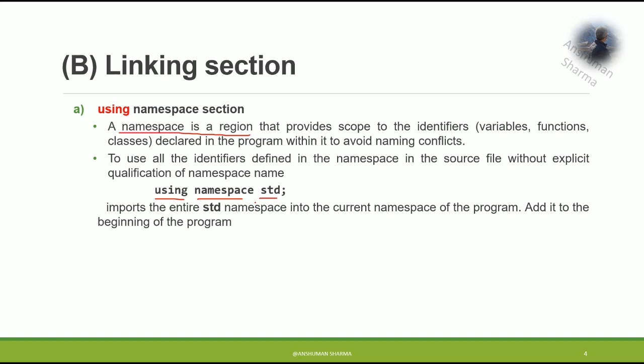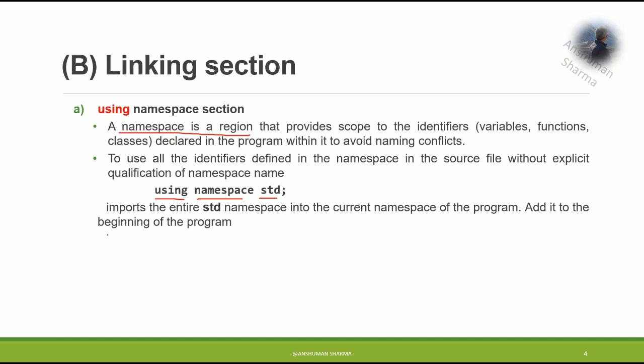So if you write this particular thing, you might have seen that we can simply write cout and we can simply write endl. Otherwise, if you don't include this statement, you will have to specifically write std, double colon, followed by the name of cout or endl or anything that you want to use. So all the standard namespaces are imported into the current namespace of the program.